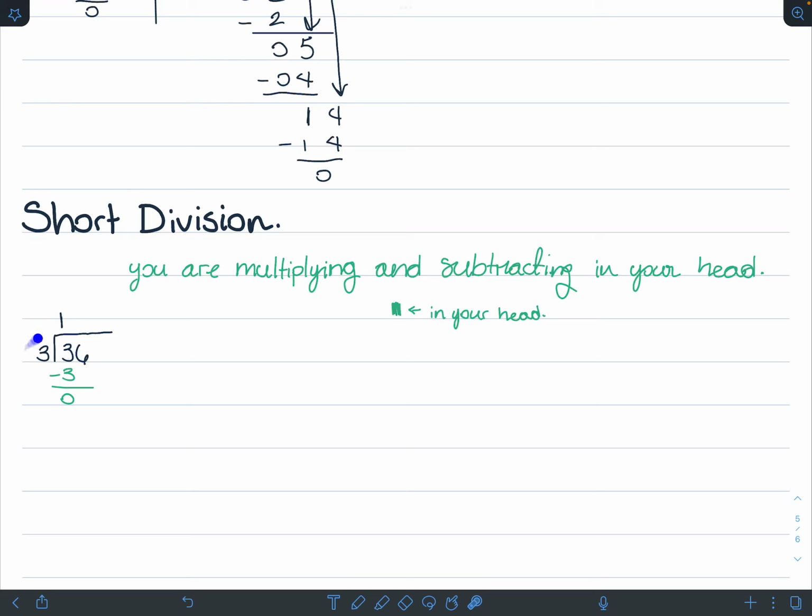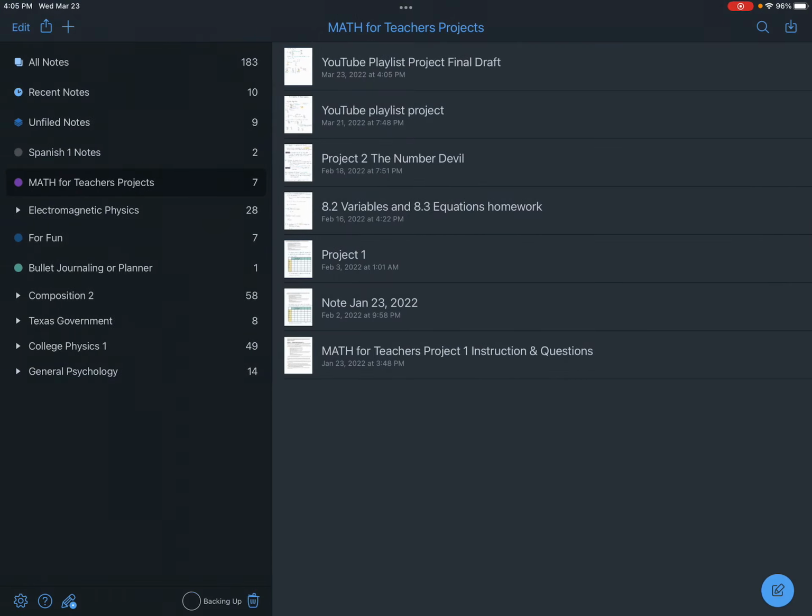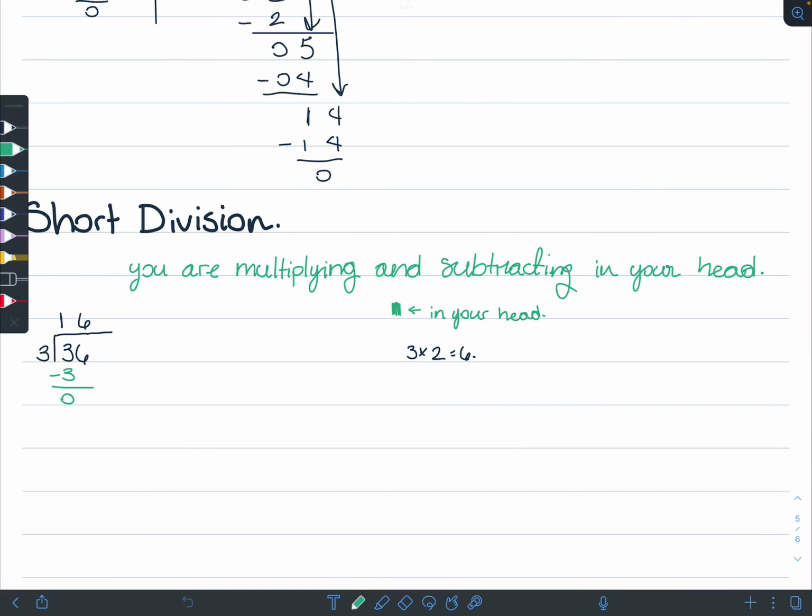And move on to the next digit, the 6. 3 times what gives me 6? In your head, I know that 3 times 2 equals 6. So all I have to do is write down that 2. And that's it. So this is what you'll be doing in your head. Writing it out.